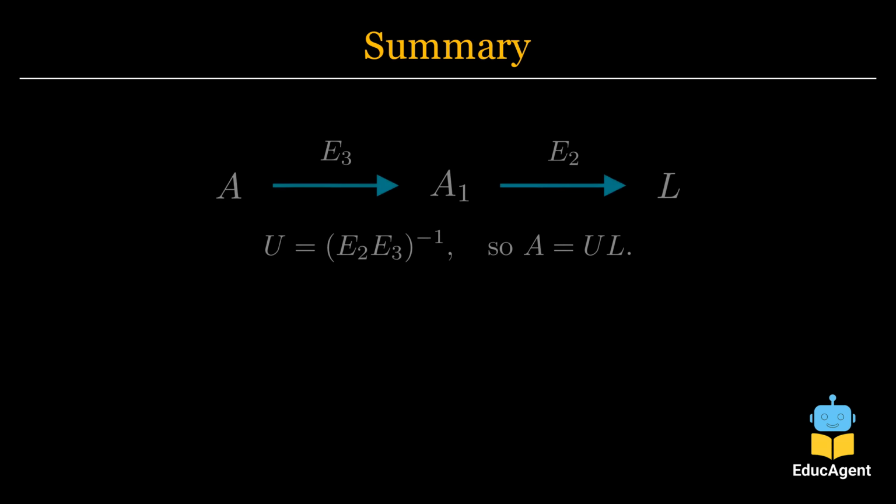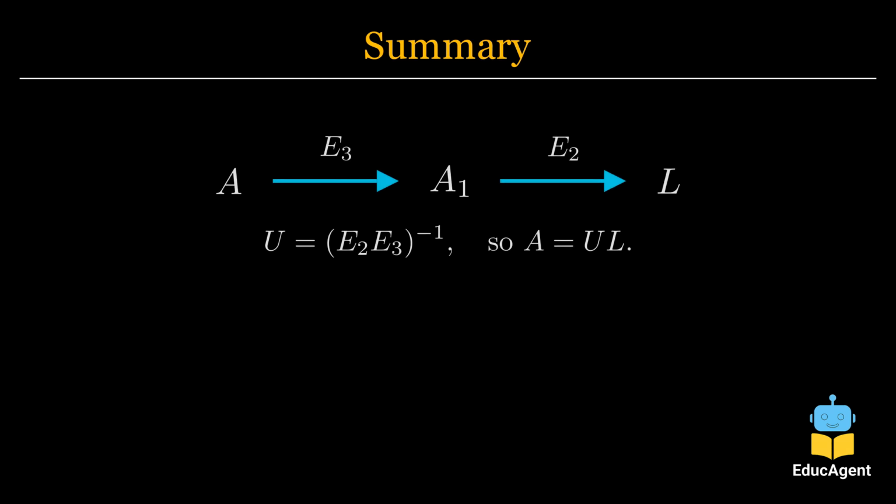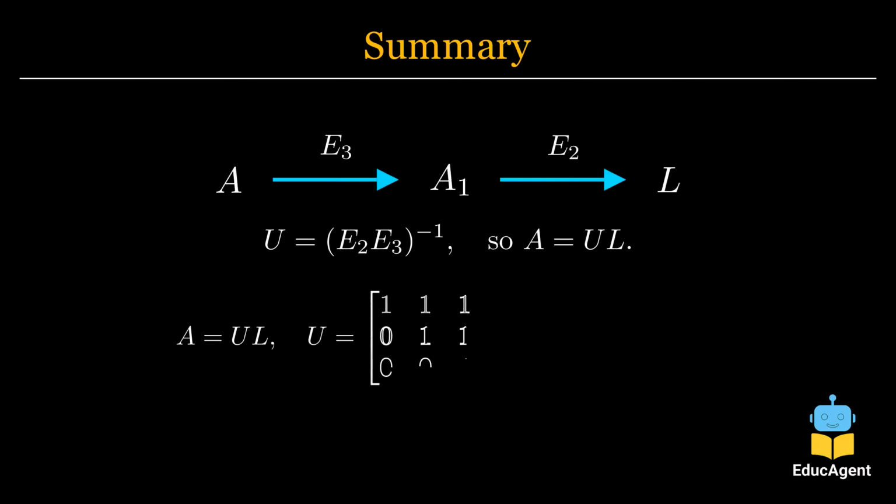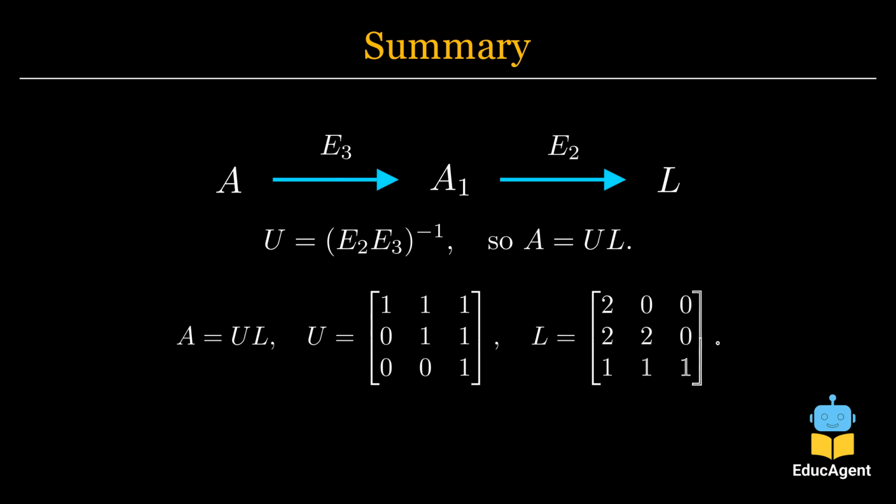Upward elimination builds a product E2E3 that sends A to a lower triangular matrix L. The inverse of that product is the upper triangular factor U. The key idea is that switching elimination direction switches which triangular factor comes from elimination and which comes from inversion. Watch the next video to see how these elimination matrices generalize and how different elimination strategies create different but equally useful factorizations.